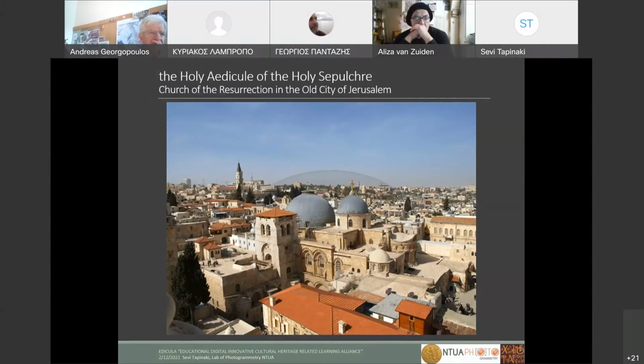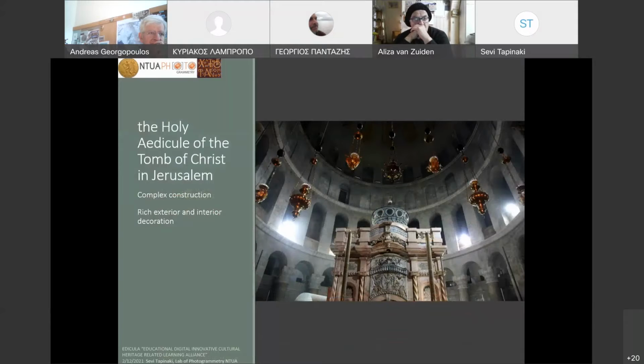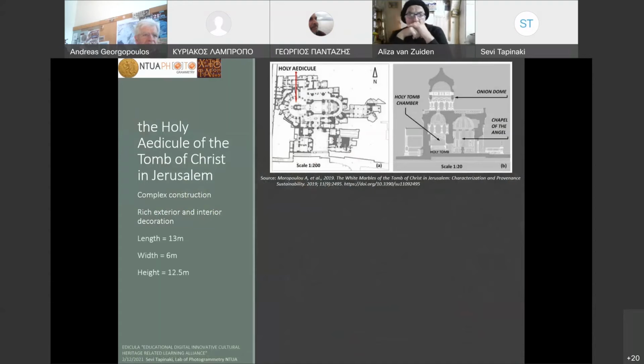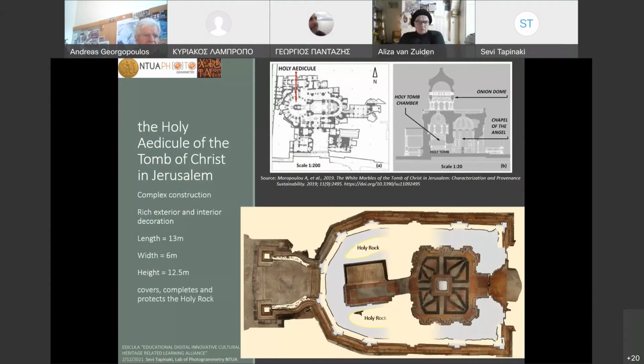The Holy Edicula of the Holy Sepulchre is in the Church of the Resurrection in the old city of Jerusalem. It is a very complex construction with very rich exterior and interior decoration. Its dimensions are 13 meters length, 6 meters width, and 12.5 meters height. It consists of the Holy Tomb Chamber, the Chapel of the Angel, and the Onion Dome on top, and it covers, completes, and protects the Holy Rock.